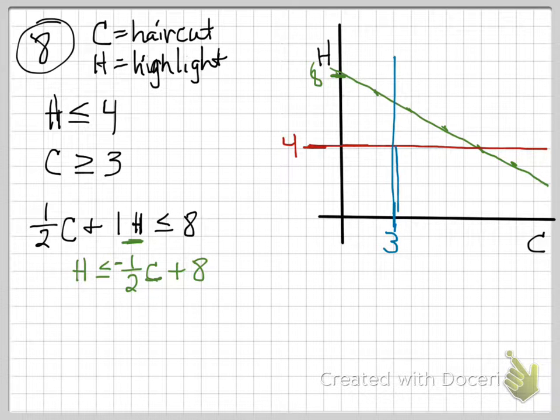Now where is my shading? That's always the tricky part. So if I look, it's more than 3, less than 4, and less than my green line that has the haircuts and the coloring in it. So it's a little trapezoid down here. One side of it looks like a rectangle and it's got that triangle attached to it. Now we don't have to do an analysis on this one, so this would be our answer. We didn't even ask for a yes point and a no point.